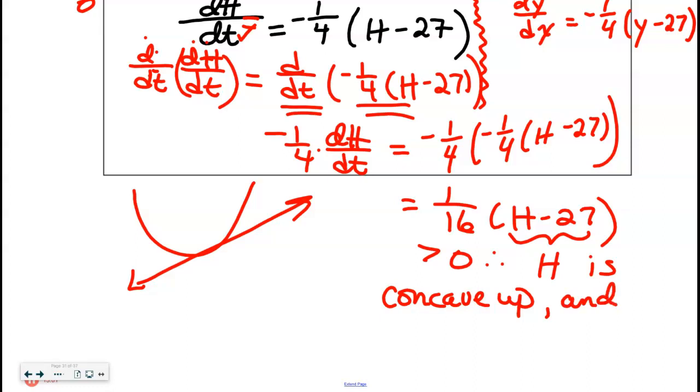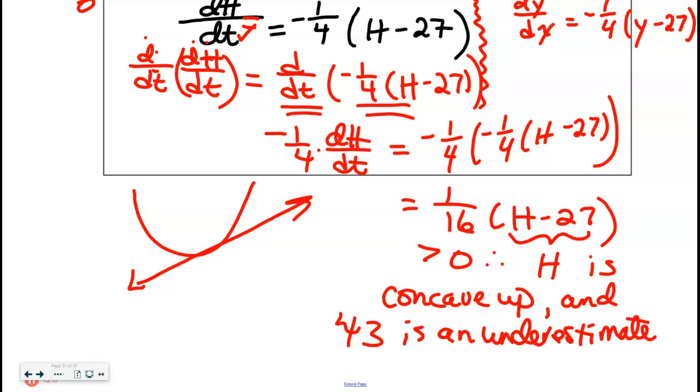And what are you going to say? 43 is a what? Under or over? Yes. 43 is an underestimate. Some kids even really get it and they'll write, for concave up functions, the tangent lines always lie below the curve, therefore we're always under. That's fine, but that's a lot of words to read.